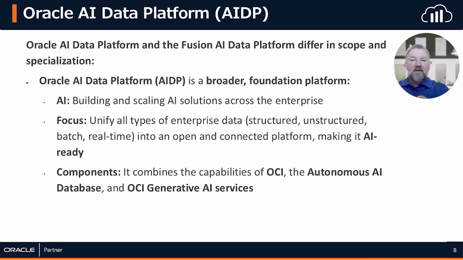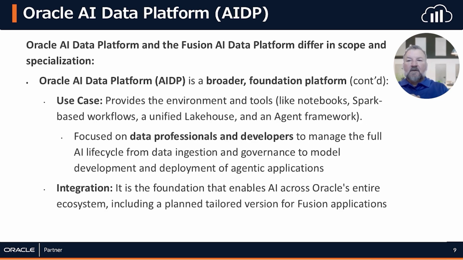The components of the AI Data Platform include the Oracle Cloud Infrastructure, Autonomous AI Database, and OCI Generative AI Services. The Oracle AI Data Platform, again, is a broader foundational platform. The use cases for this: it's meant to provide an environment, a tool that developers should use both for data storage, for a unified data lake, again, for structured and unstructured data, and then combine that with OCI agentic capabilities for AI development.